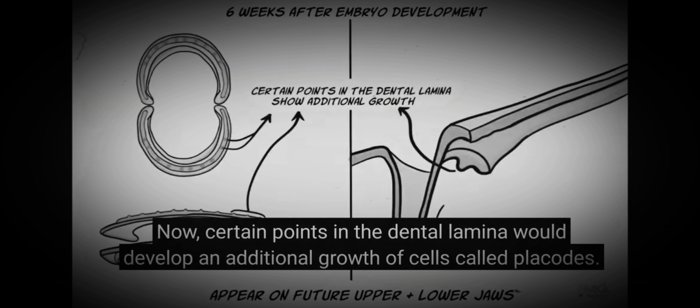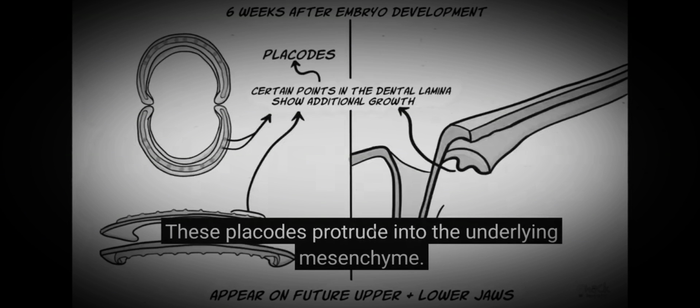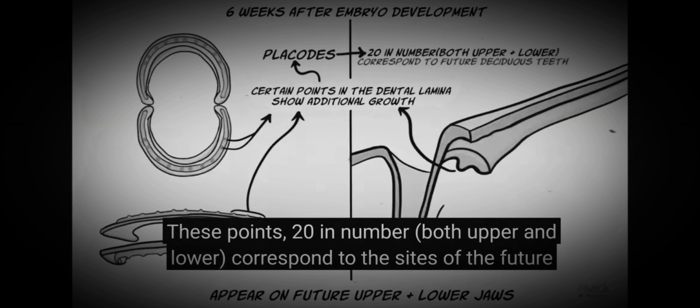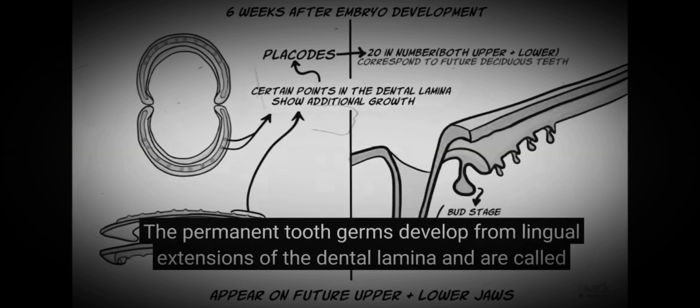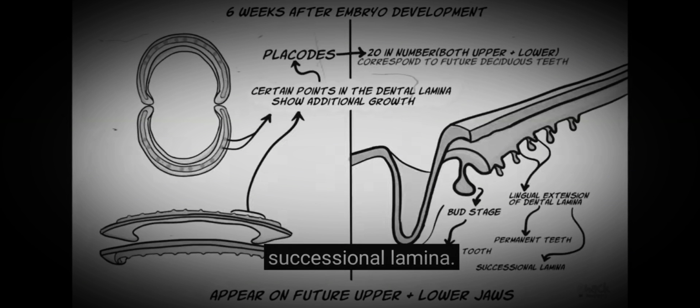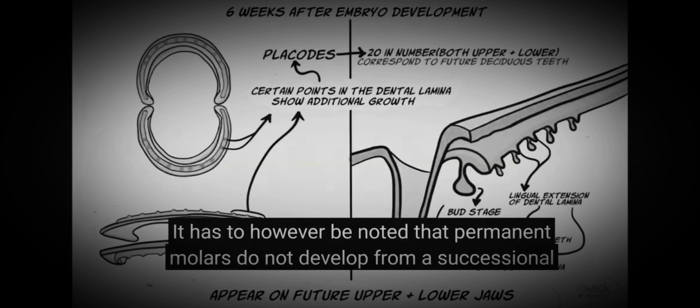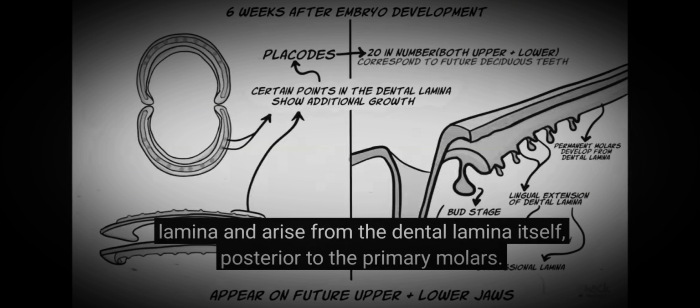Now certain points in the dental lamina would develop an additional growth of cells called placodes. These placodes protrude into the underlying mesenchyme. And these points, 20 in number, correspond to the sites of the future deciduous teeth. The permanent tooth germs develop from lingual extensions of the dental lamina and are called successional lamina. It has to, however, be noted that permanent molars do not develop from successional lamina and arise from the dental lamina itself, posterior to the primary molars.